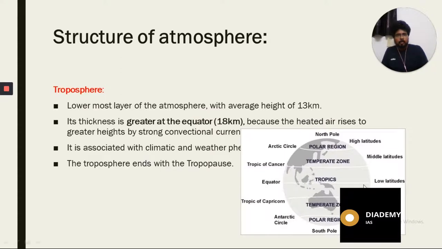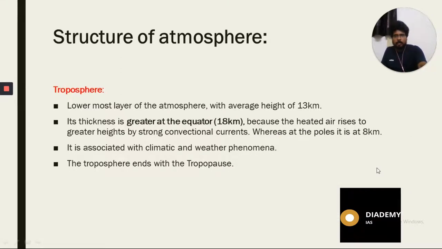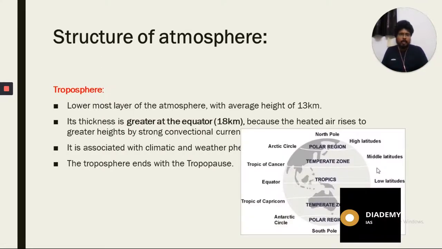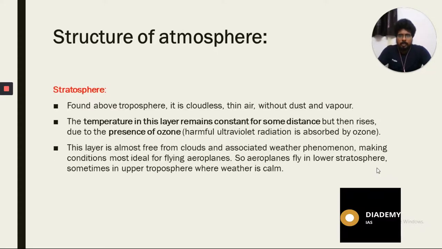Okay. So when we are going from lower altitudes to higher altitudes, the temperature decreases. Because of that, the air rises more near the equator. So the height of the troposphere is much greater near the equator compared to the poles. Okay. So that covers the troposphere and the tropopause. Next is the stratosphere.